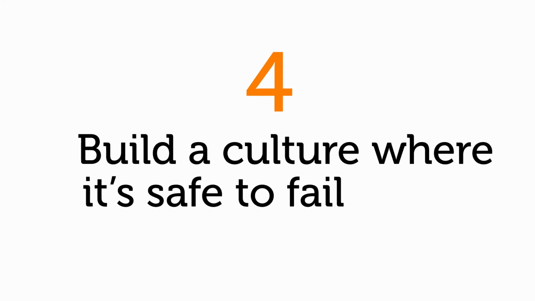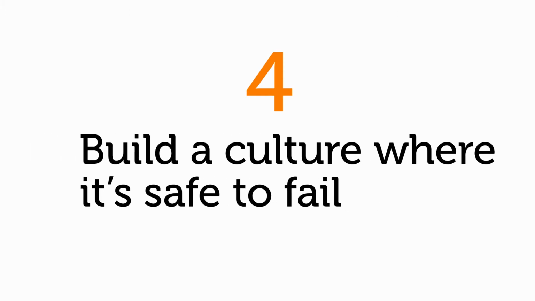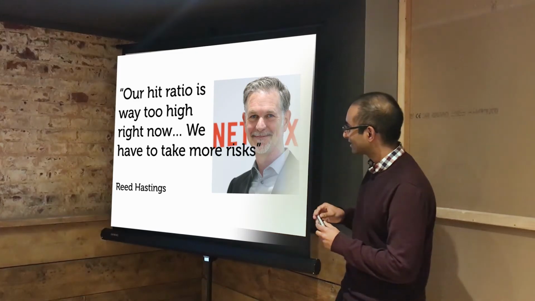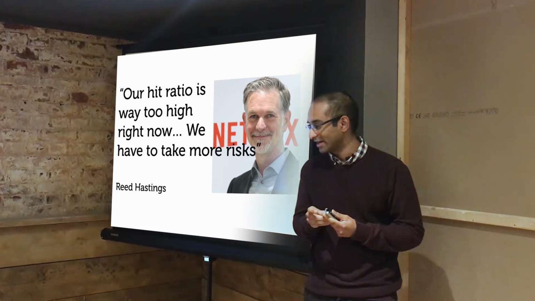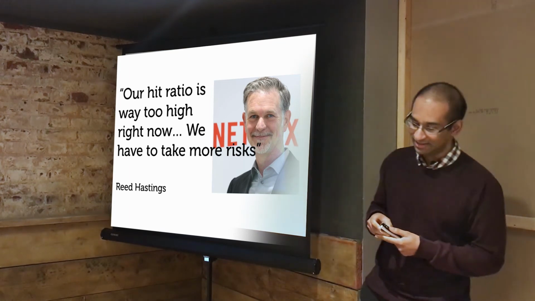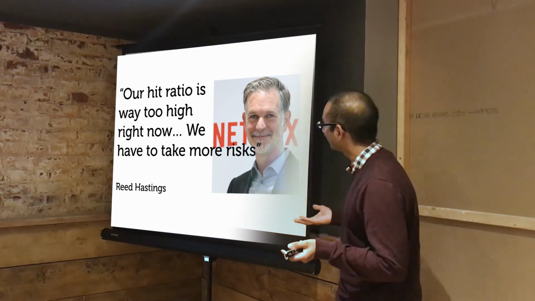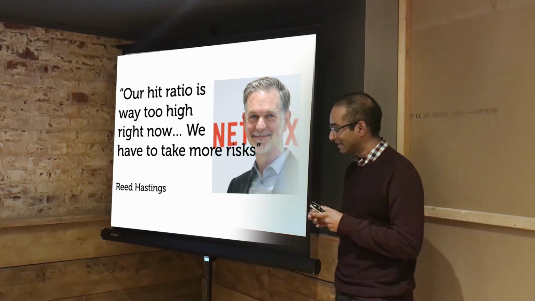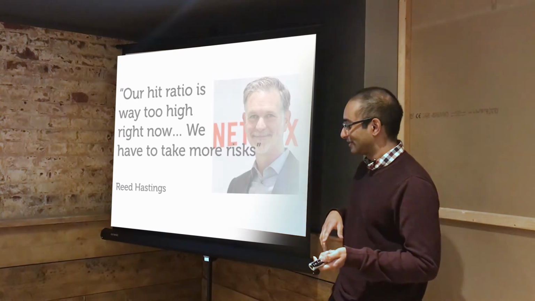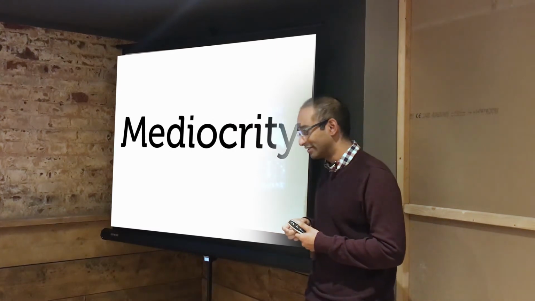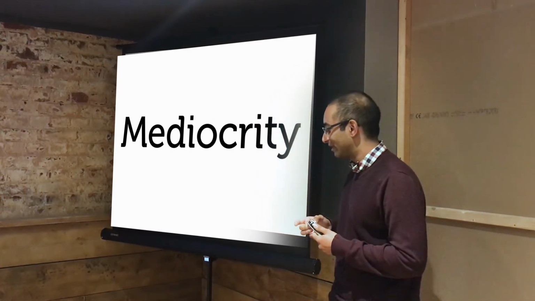Recommendation number 4 is build a culture where it's safe to fail and be creative. Reed Hastings is the CEO of Netflix, and he says our hit ratio is way too high right now. We have to take more risks. You might be thinking, well, why would you say that you're having too much success? Well, the thing that Reed is afraid of is mediocrity. So if you don't take enough risks, you're not going to find massive success.